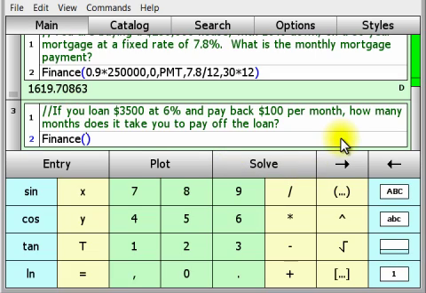In this particular problem, you're loaned $3,500. That's the size of the loan. We want to know how long it's going to take us to pay it off. Pay it off means reduce it to 0. So that's our future value.